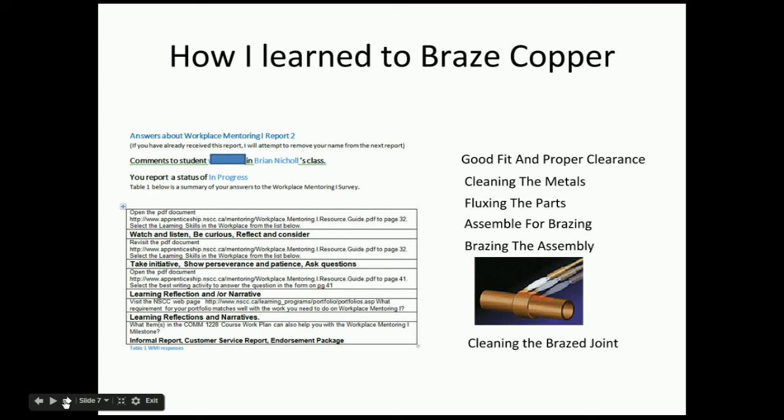Now, if you could spend a few minutes and write down how you learned to braze copper and make that into a learning reflection where you mention all 6 of the items that are the learning skills in the workplace, well, that would satisfy the Workplace Mentoring 1 non-course milestone, and you could check that off as being complete. Not only that, but like the end of the survey there indicates, all of that work should be able to be used in one of the assignments in column 1228.